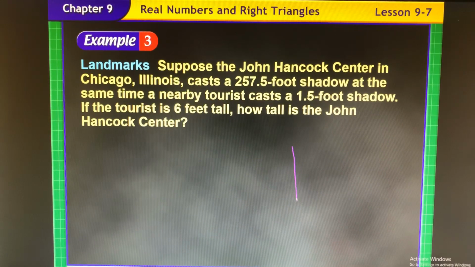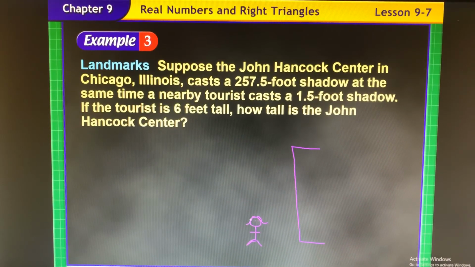So here's the John Hancock Center, right here. Then here's the tourist, right here. Best tourist ever. Got a little eye, got some hair, little arms. Good to go. Okay. So suppose the John Hancock Center in Chicago, Illinois is casting a 257-foot shadow at the same time a tourist casts a 1 5/10.